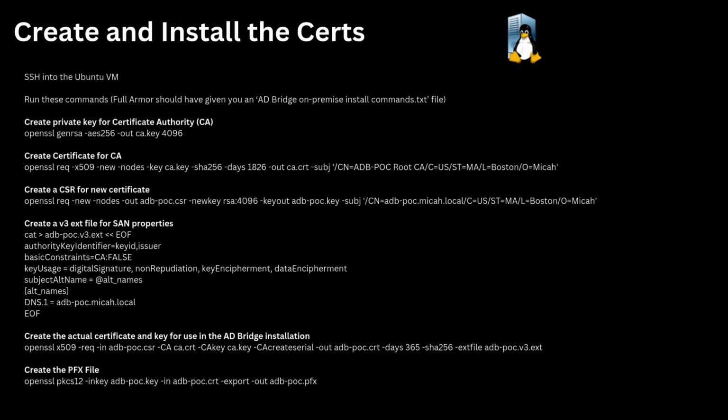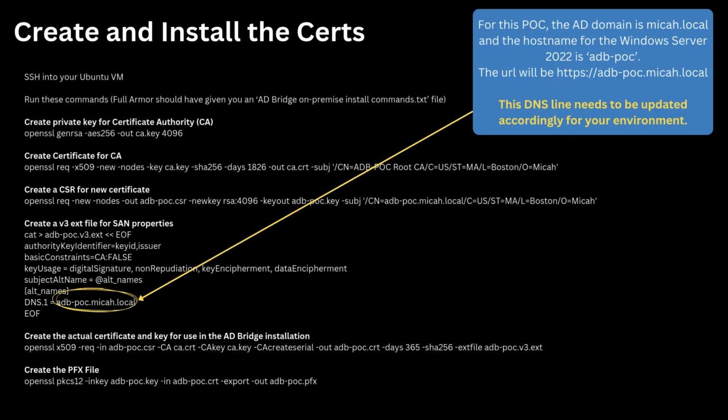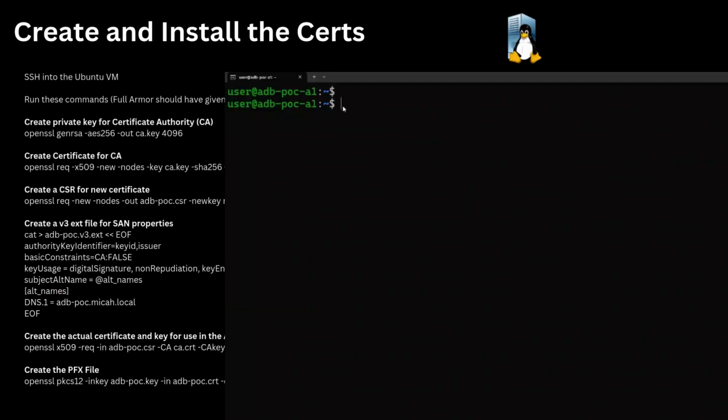Let's get started. Please SSH into your Ubuntu VM and run these commands to create the certs. These commands are also in the text file that accompanied this video to make it easy to copy and paste them into the CLI. Please note that the DNS line will be different for you depending on the hostname of your Windows Server 2022 and your AD domain. I'll overlay my screen so that you can follow along. Enter and verify a passphrase that you'll remember, and then enter that passphrase in the next step.